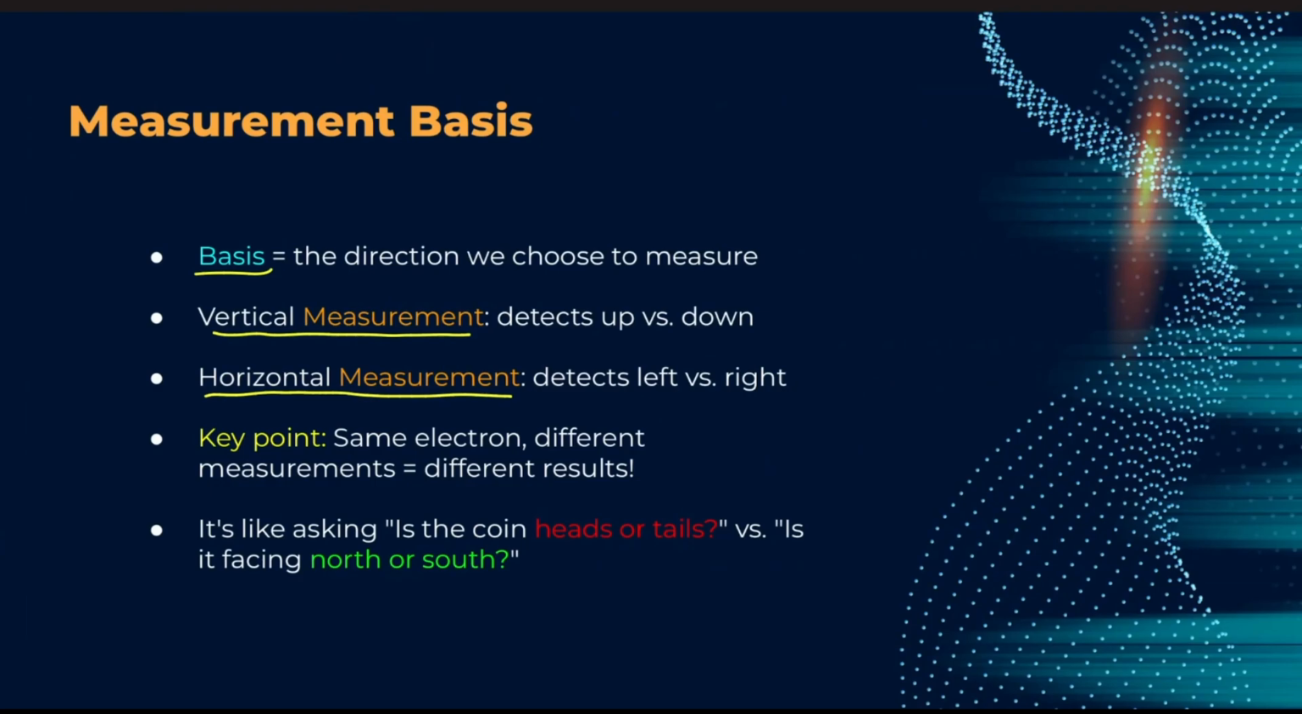Now, the key point to get out of this is that while you are measuring the same electron, you have different measurements for it, so you can get different results. And again, we have the coin example, but instead this time we are asking, is the coin heads or tails, or is it facing north or south?